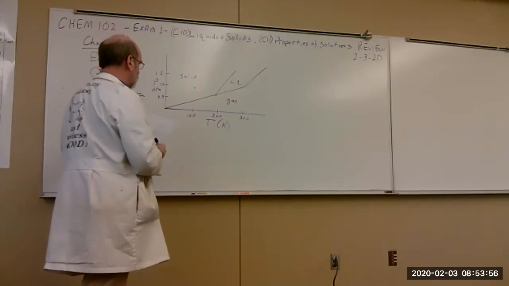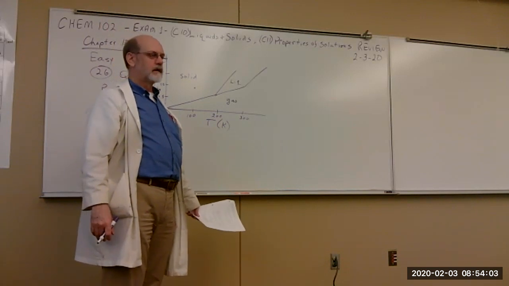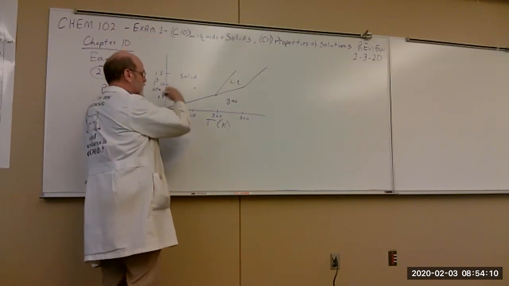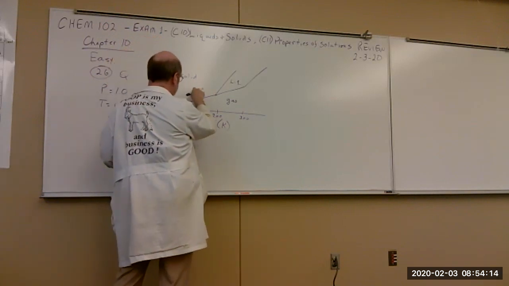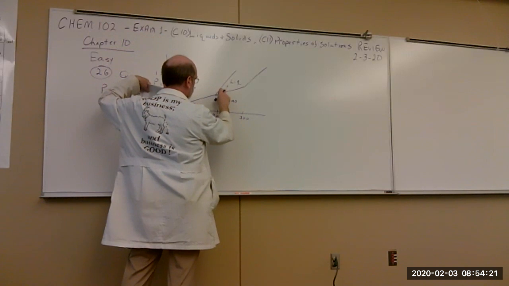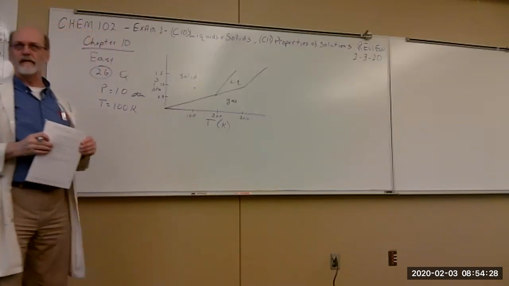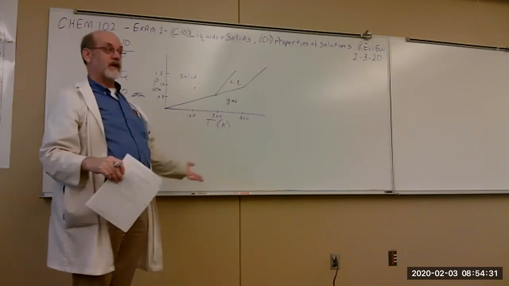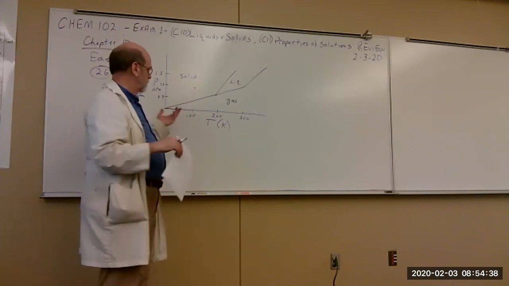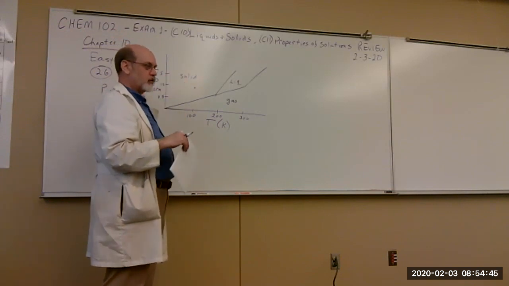How are we going to get that to sublime? What do we mean by sublime? Solid to a gas, you're right. If we just hold that pressure at 1 atmosphere and increase temperature, we're going to end up with a liquid, not a gas. Why would we want to sublime a solid? If we're going to purify it, we want to leave everything else behind. If you sublime it, everything else in that sample will just stay a solid, and the Q will leave as a gas.